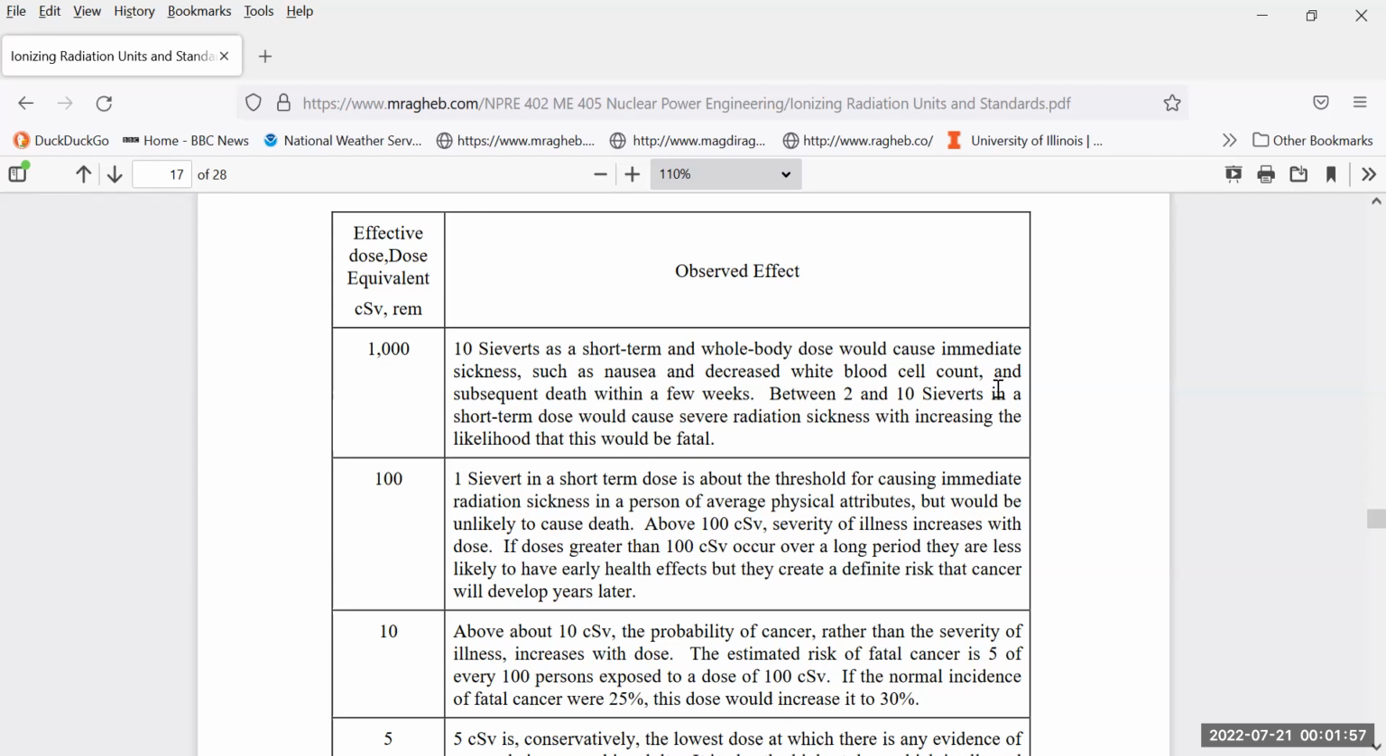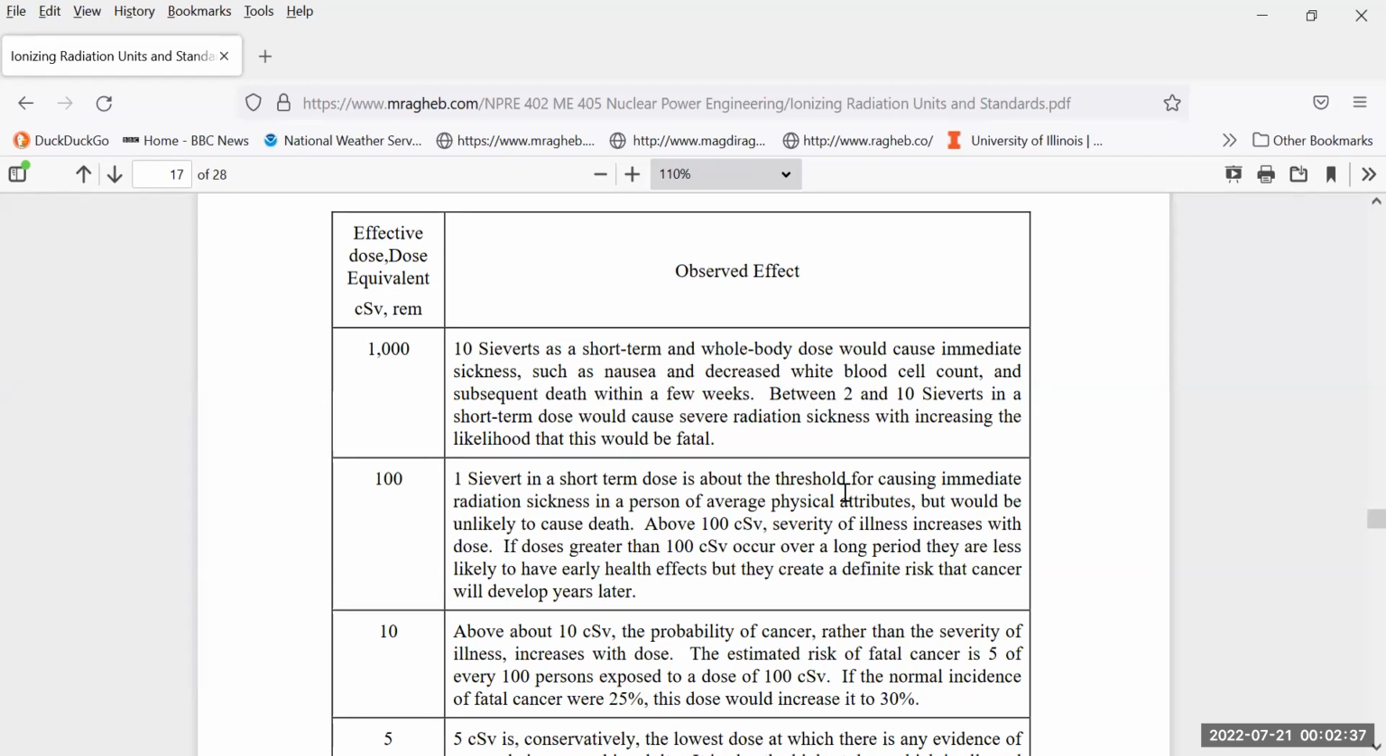Between 2 and 10 sieverts in a short-term dose can cause severe radiation sickness, increasing the likelihood that it could be fatal. That level of radiation is the goal of the weapon that's called the neutron bomb. In that case, the device is built to generate primarily neutrons that can penetrate fortifications or even the walls of tanks, and in that case, incapacitate very quickly the persons who are shielded in those enclosures.